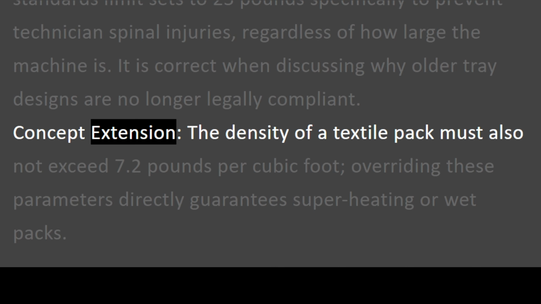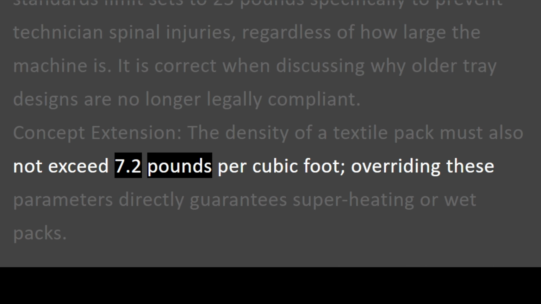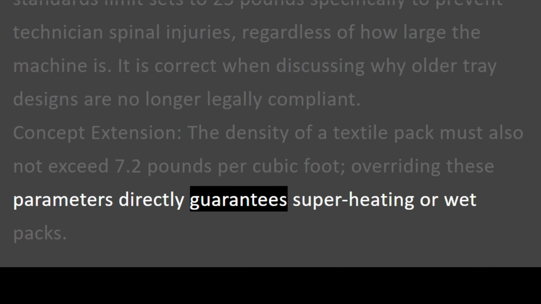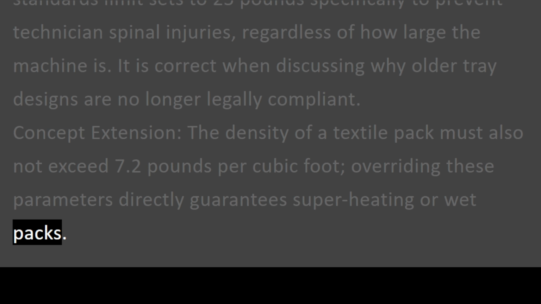Concept extension. The density of a textile pack must also not exceed 7.2 pounds per cubic foot. Overriding these parameters directly guarantees superheating or wet packs.